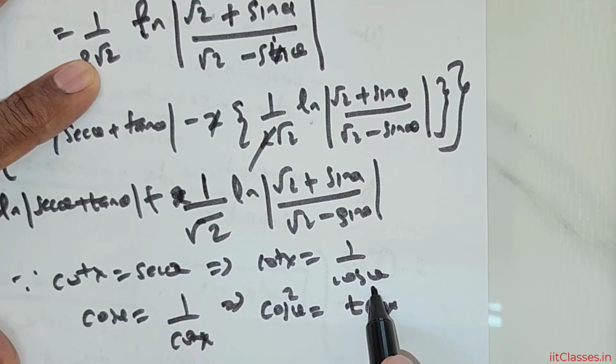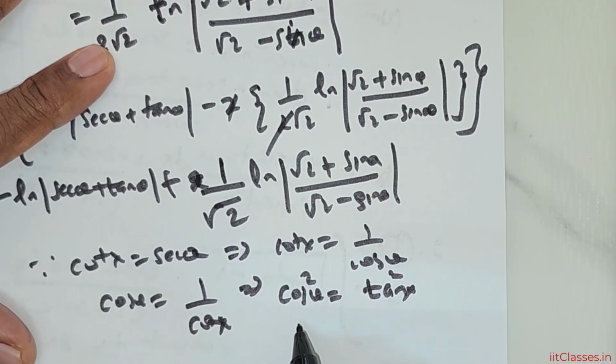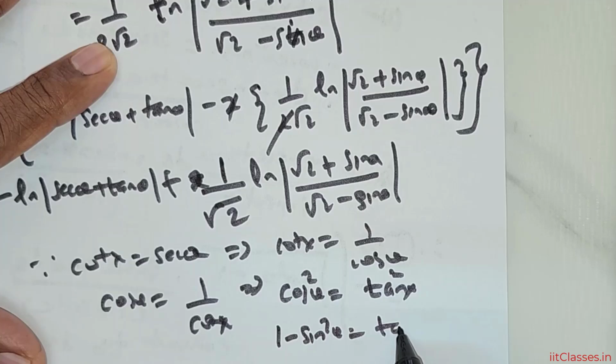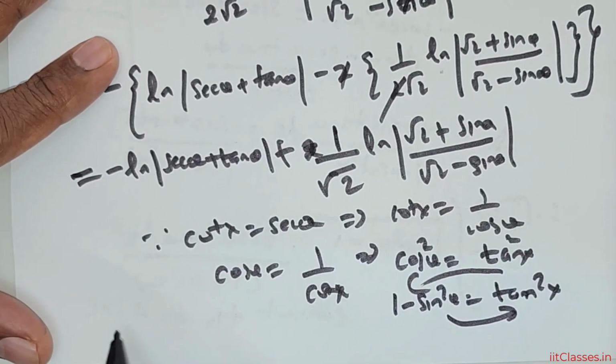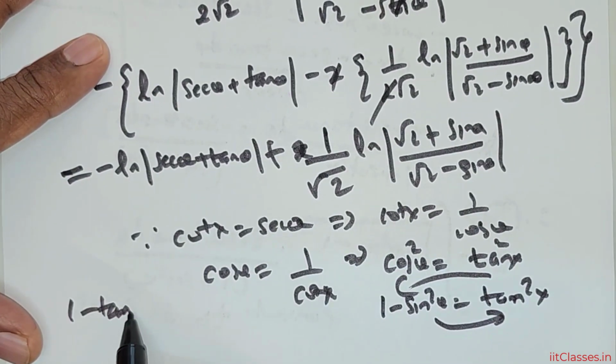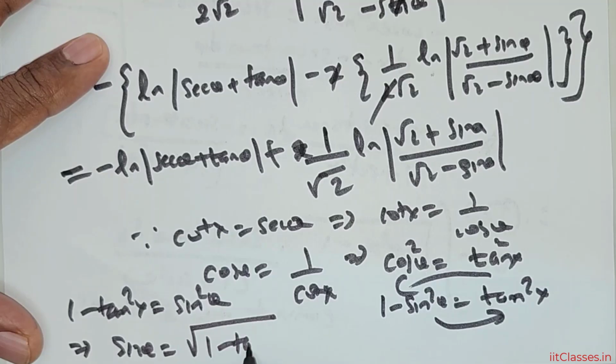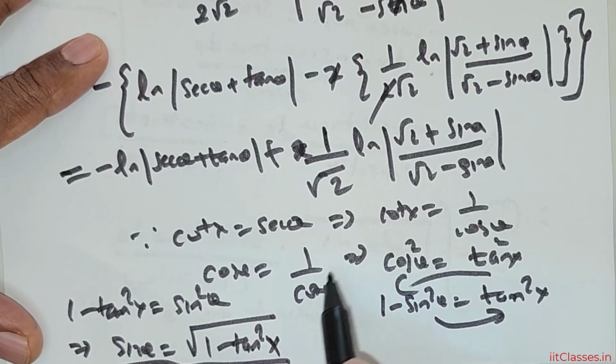Now I square both sides. As I mentioned to you, there is an identity for cos squared theta. That's nothing but 1 minus sin squared theta is equal to tan squared x. Now move this sin squared theta to the other side. So this is going to give me 1 negative tan squared x is equal to sin squared theta. We need only sin theta. So sin theta is equal to root of 1 negative tan squared x. You got to work this out and you have to bring it.